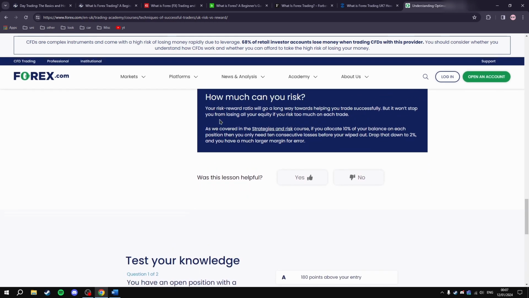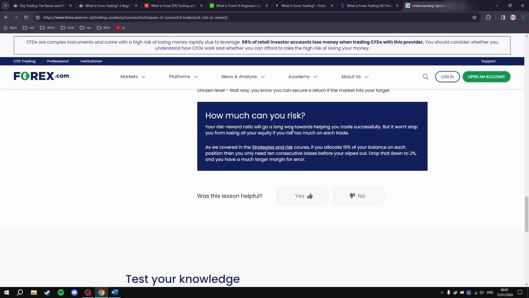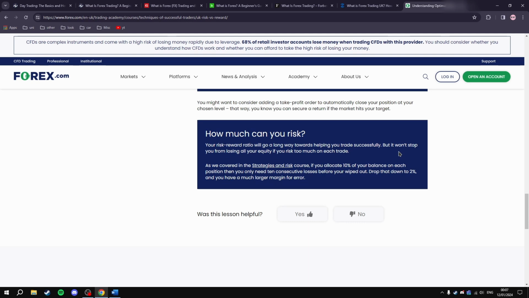How much can you risk? Your risk-reward ratio will go a long way towards helping you trade successfully, but it won't stop you from losing all your equity if you risk too much on each trade. As we covered in the strategies and risk course, if you allocate 10% of your balance on each position, then you only need 10 consecutive losses before you are wiped out. Drop that down to 2% and you have a much larger margin for error.